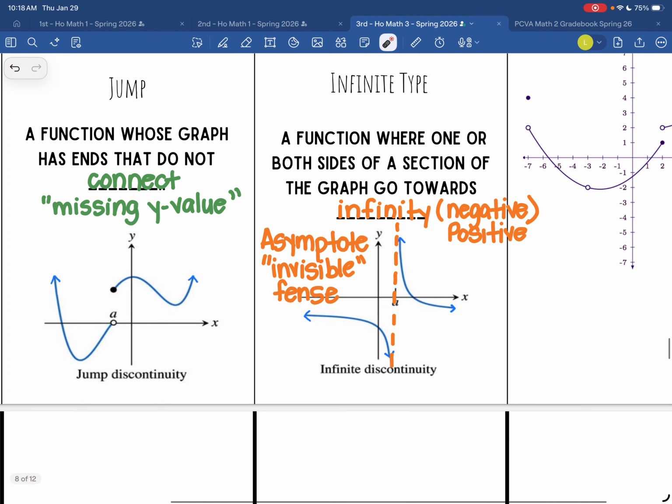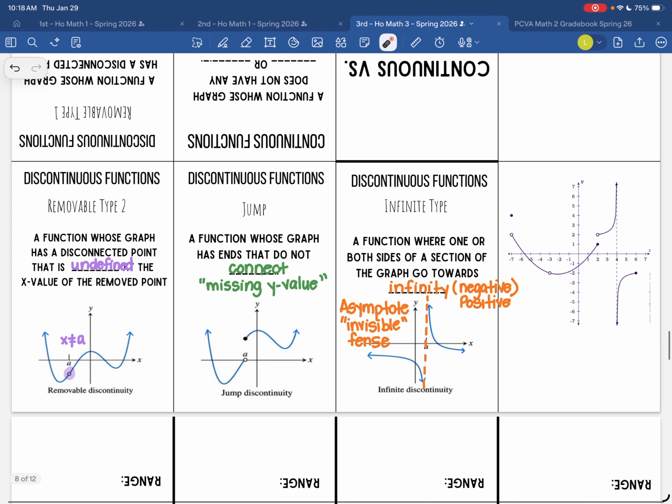Okay, so again, we have three types. We have removable. Removable means I got a hole. I can have one where the hole is completely gone and nothing, and no other x value fills it in. Or I can have the type where I do have another x value that fills in, but the graph itself does have a missing removable hole. Jump discontinuity means that we're going along, and in order to get to the next part, I've got to jump up or jump down to get to it.